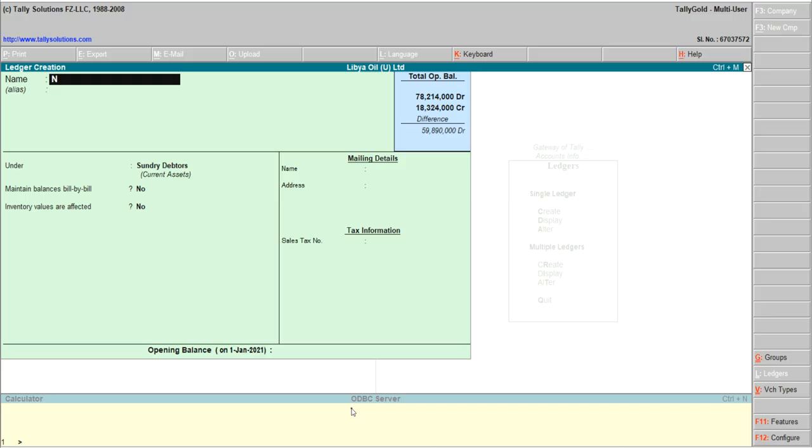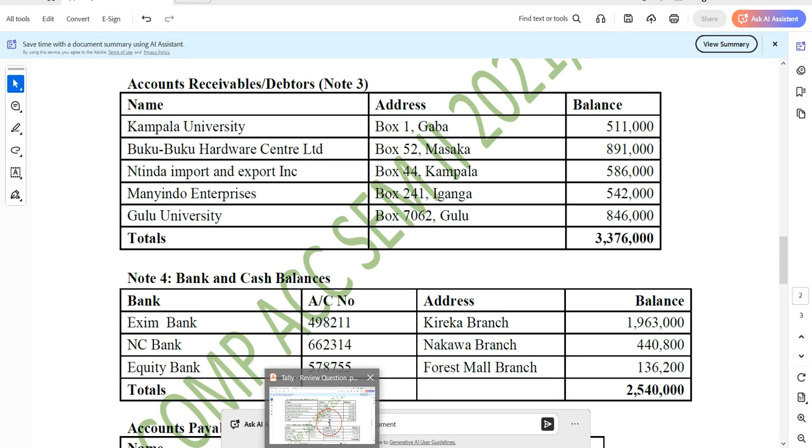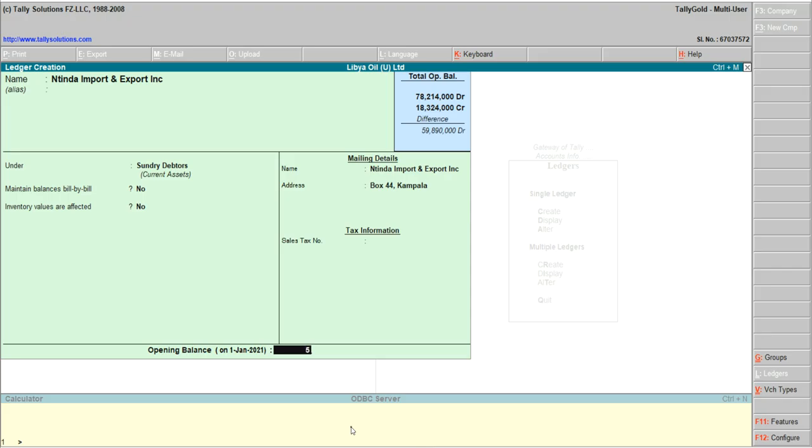Then Tinda Import and Export Inc. Sundry debtors. The address is box 44 Kampala. Opening balance is how much? 586,000 debit.